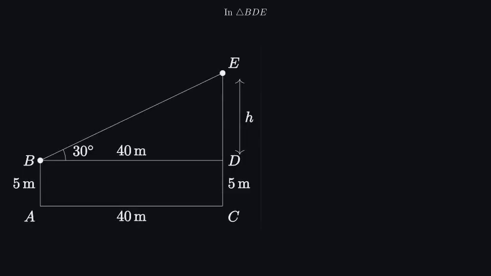To summarize, we first used the 30 degrees angle and triangle BDE to find the extra height above the building. Then we added 5 meters because the angle was measured from the top of a 5 meters building. This is the final answer.